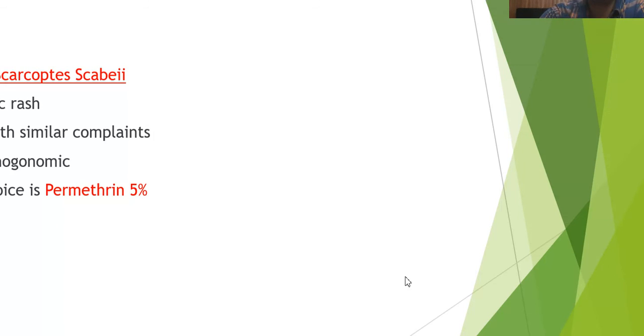So coming to the summary of scabies. This is an infection, or rather infestation, which is caused by a mite, Sarcoptes scabiei. The presenting complaint is an intensely pruritic rash, especially at night. Family history with similar complaints is generally positive. Burrowing by this mite is the pathognomonic feature of this illness, and the treatment of choice is topical application of 5% permethrin.